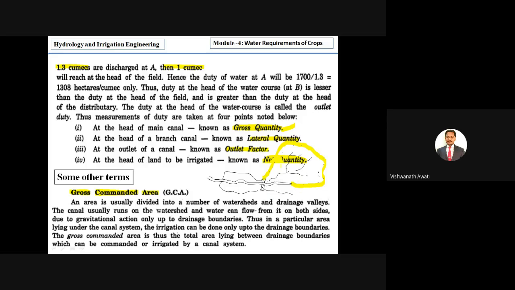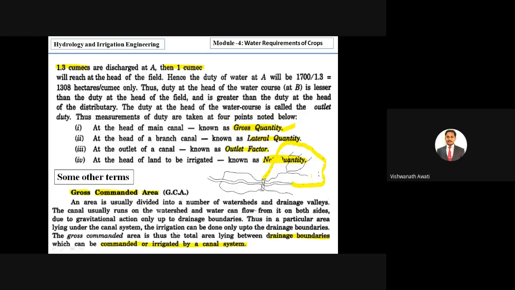Similarly here also. The gross commanded area is thus the total area lying between drainage boundaries which can be commanded or irrigated by the canal system. The word is very important. Commanded means it is able to supply water irrigated by the canal system. Gross means total area. Even uncultivated areas, like villages, are considered. It is the total commanded area. I'll repeat: the gross commanded area is the total area lying between drainage boundaries which can be commanded or irrigated by the canal system.